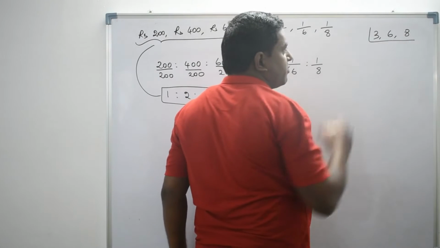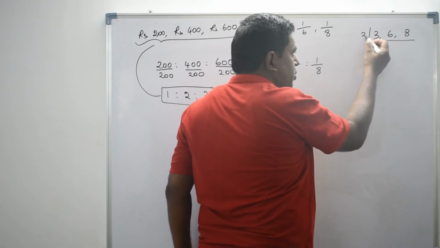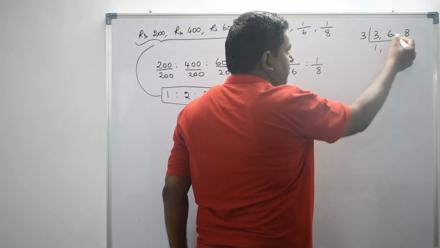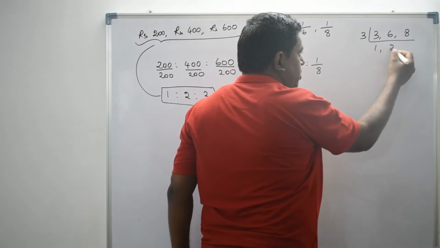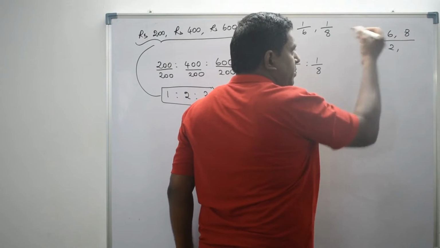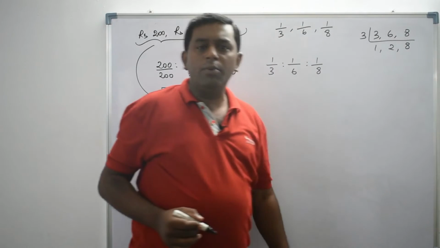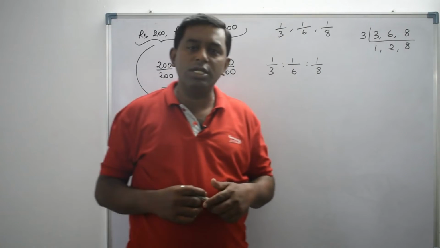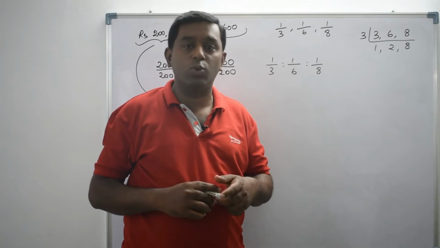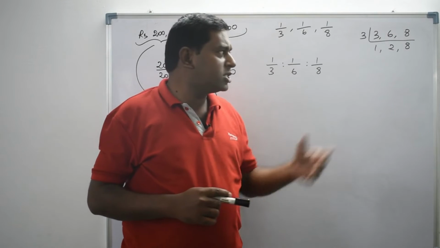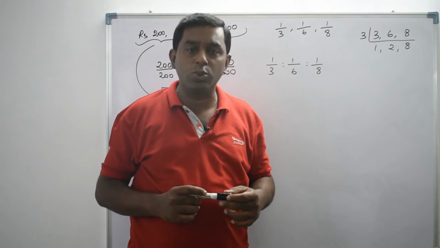So there is a common divisor of 3 for 3 and 6. I am going to divide by 3. When I divide this 3 by 3, I get 1. When I divide this 6 by 3, I get 2. But 8 cannot be divided by 3, so we have to take this 8 as it is. Now is there any common divisor for all the 3 numbers 1, 2 and 8 other than 1? The common divisor must be other than 1. So there is no common divisor for all the 3 numbers 1, 2 and 8.